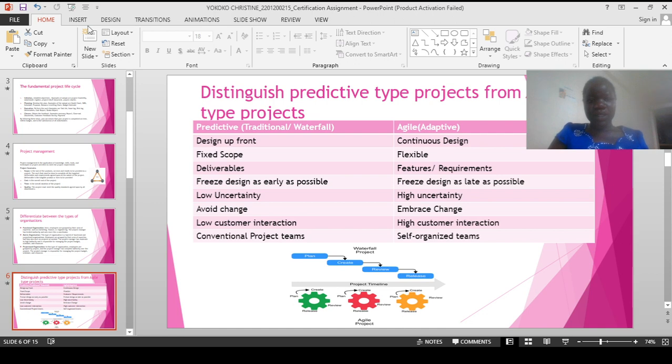And then we're supposed to look at the difference between the projects, the agile type and predictive type. Starting with the predictive type, at times called waterfall or the traditional one, versus the agile type. Here the differences have been displayed. For the waterfall type, the design is up front, while in the agile, it looks at the continuous design. And then fixed scope, of course, is for predictive. And then for the agile, it is flexible.